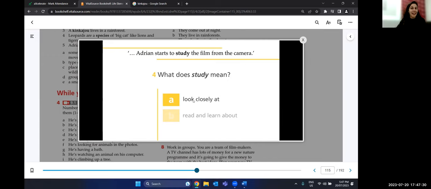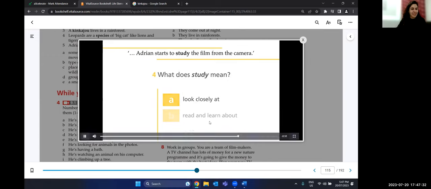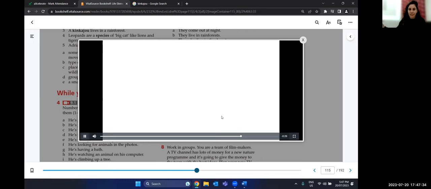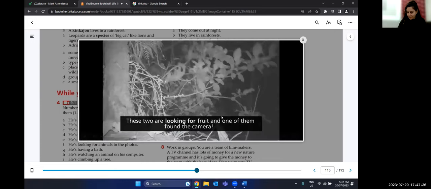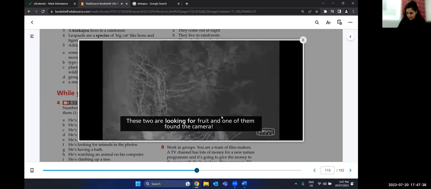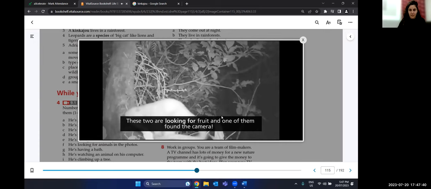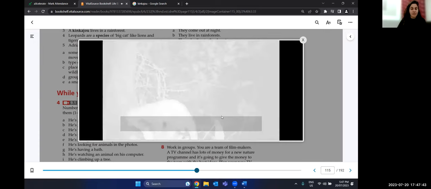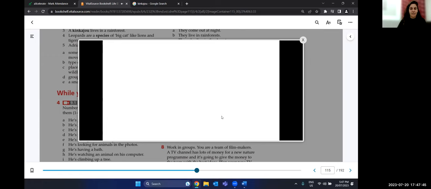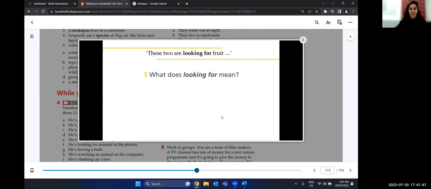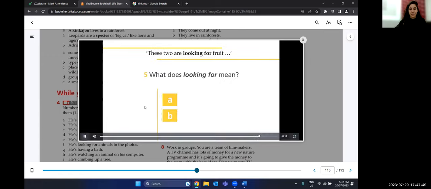Look closely at this word. I know you think it means read and learn, but when you study something, you're looking. If I'm looking for something, I'm also finding, yep, searching. But I think trying to find.